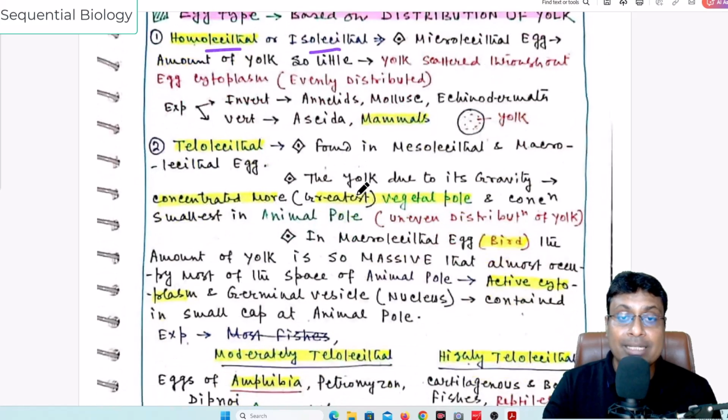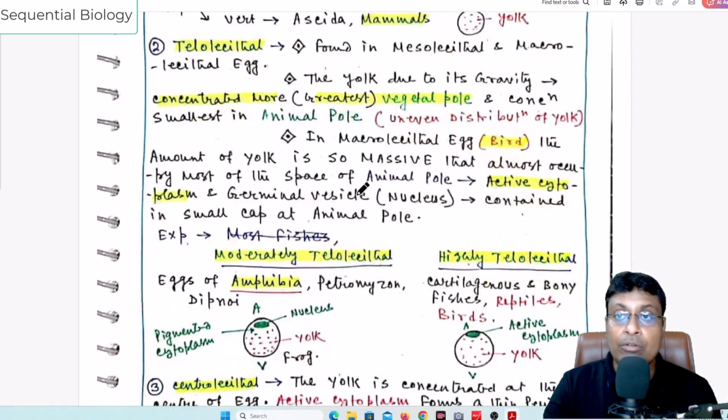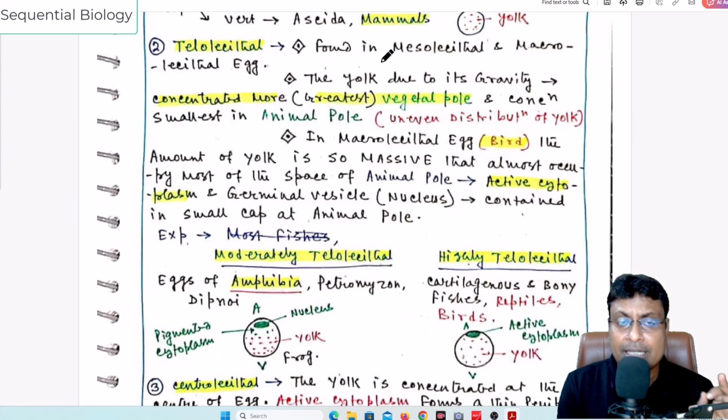The next one is telolecithal egg, found in mesolecithal and macrolecithal eggs, where a moderate amount or a huge amount of yolk is present. This distribution of the yolk is called telolecithal distribution. The yolk, due to its gravity, is concentrated greatest at the vegetal pole and smallest in the animal pole, an uneven distribution of the yolk.